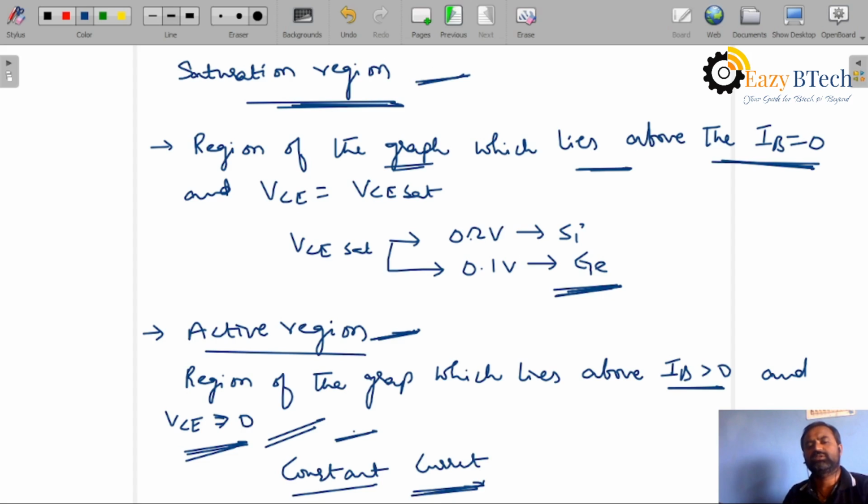Okay students, this is about the common emitter configuration.